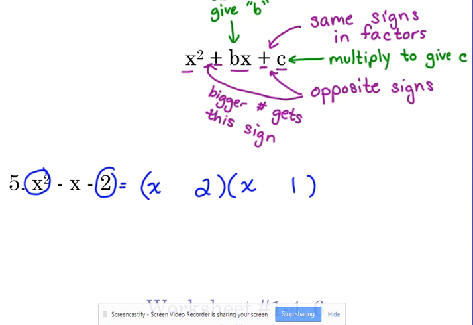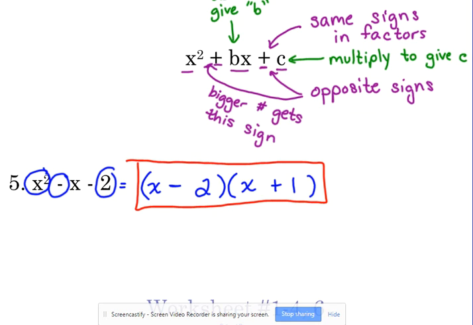Now, the sign in front of 2 was a negative, so that means we have opposite signs. One's positive, one's negative, and our first sign right here is a minus, so that means that the bigger number, 2, gets the minus sign. Okay, the 2 gets the minus sign. So this is our answer when we are asked to factor.